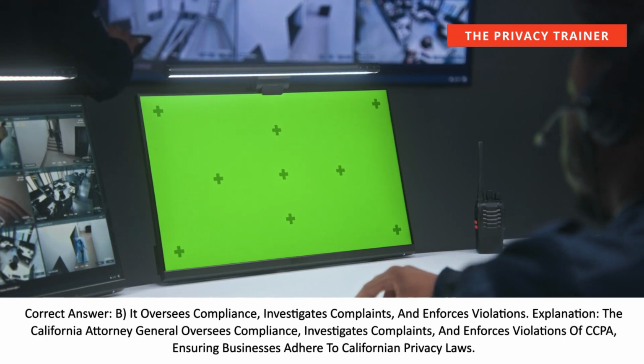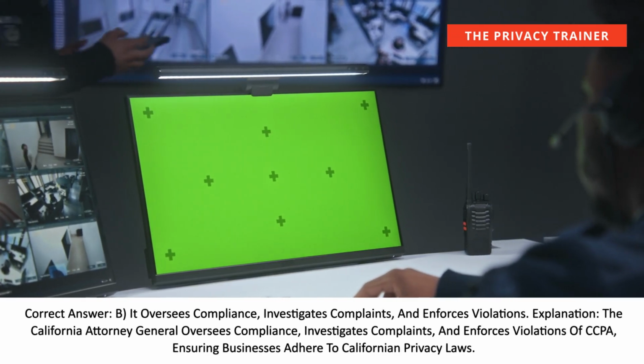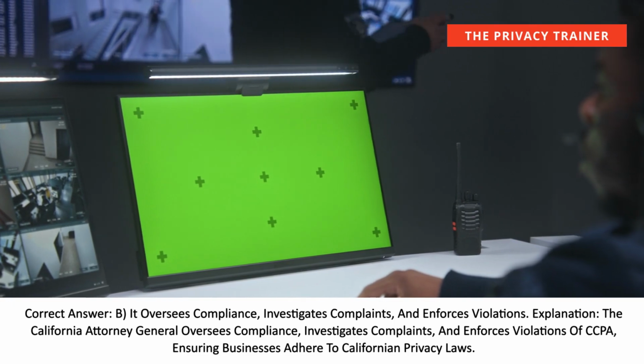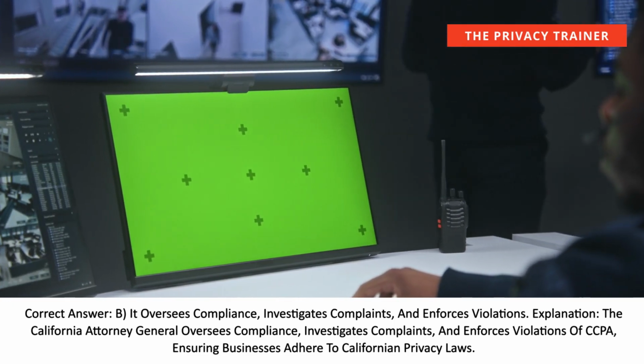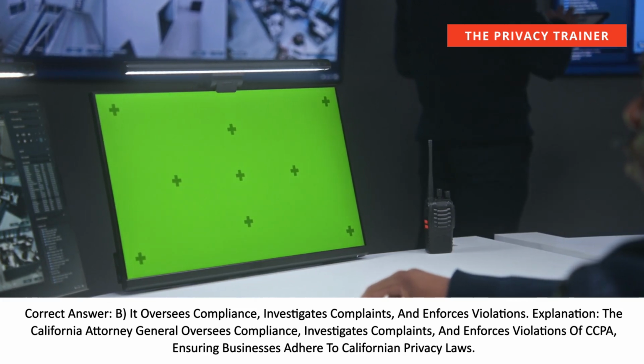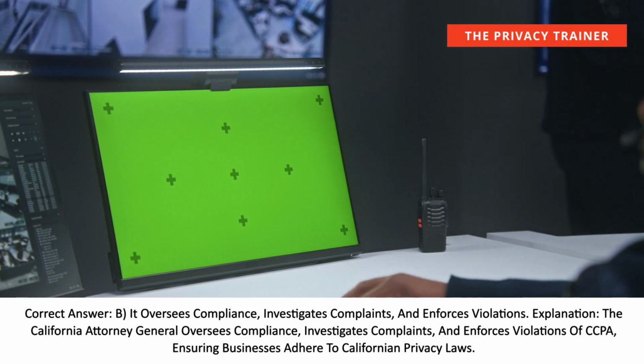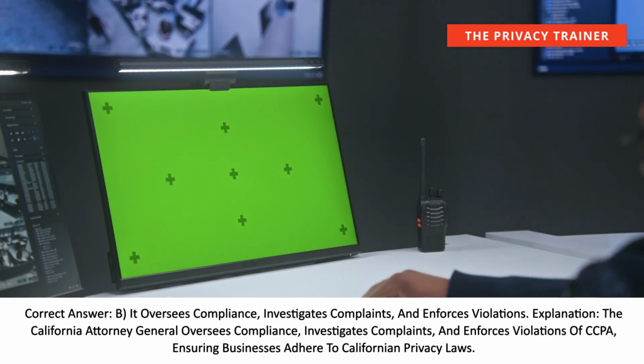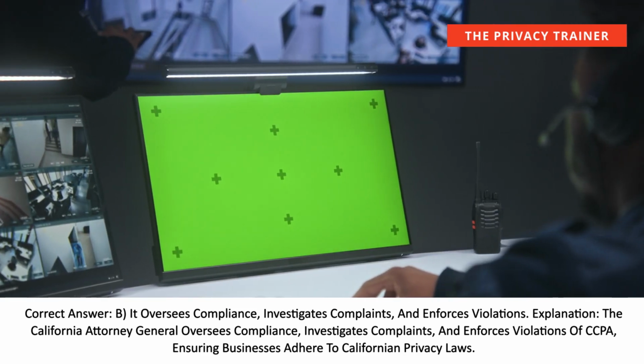Correct answer: B. It oversees compliance, investigates complaints, and enforces violations. Explanation: the California Attorney General oversees compliance, investigates complaints, and enforces violations of CCPA, ensuring businesses adhere to Californian privacy laws.